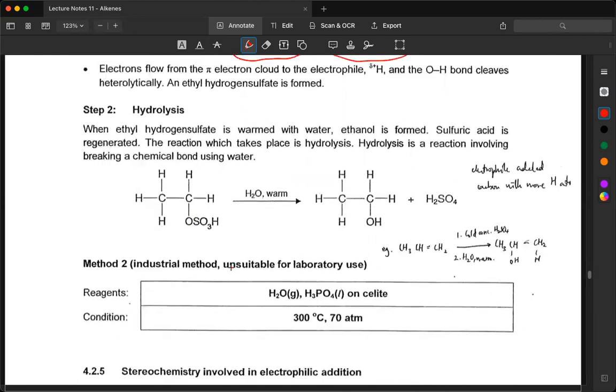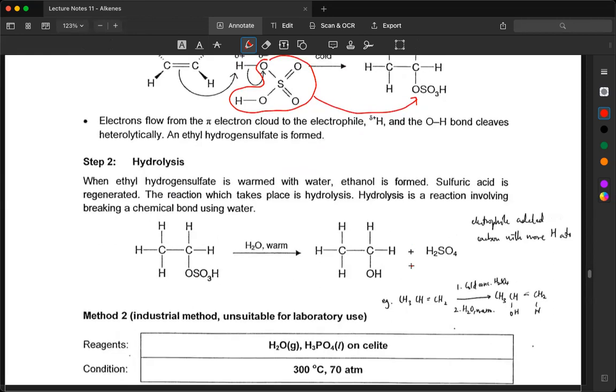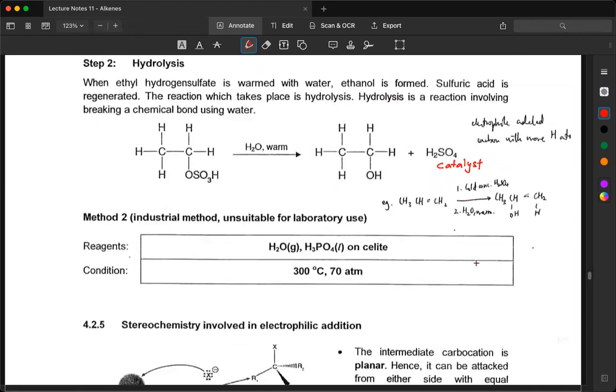Okay, there's no need to show the full mechanism. This is a hydrolysis reaction where you use water to break the bond, and join the OH. And the H comes out to form back the H2SO4. So this is like a catalyst because it's regenerated. All right. Now, this is another method, but not suitable for lab use because of the high pressure and temperature involved.